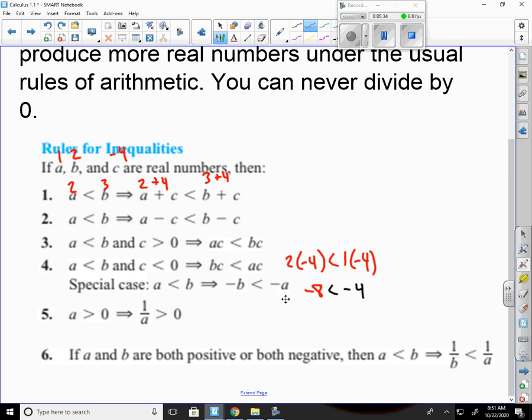Number 5, if a is greater than 0, then 1 over a is greater than 0. So if I have any number that's bigger than 0, if I divide 1 by that number, it's still going to be bigger than 0. Last one, if a and b are both positive or both negative, and a is less than b, then 1 over b is less than 1 over a. That one might seem a little trickier, but if I'm saying that this is 2 and this is 3, then 1/3 is less than 1/2. That is true.